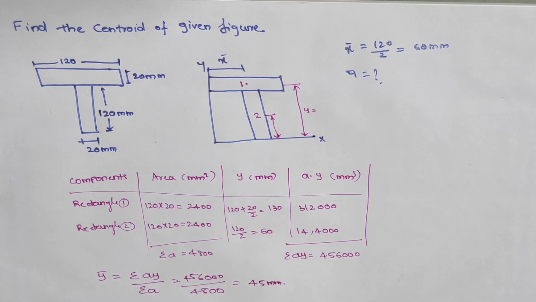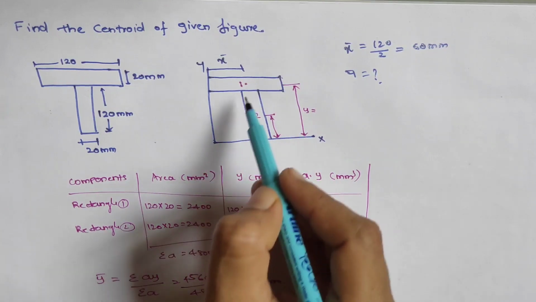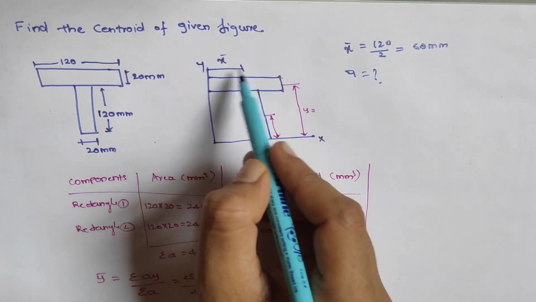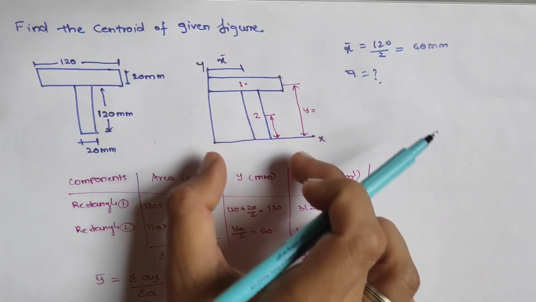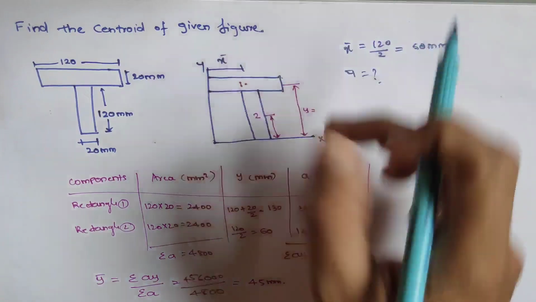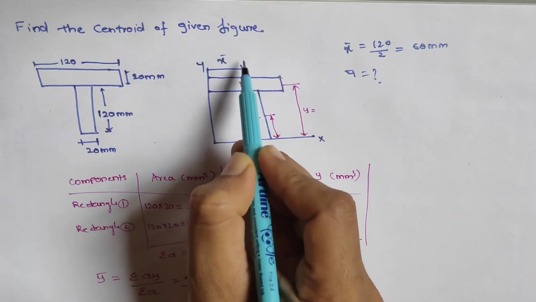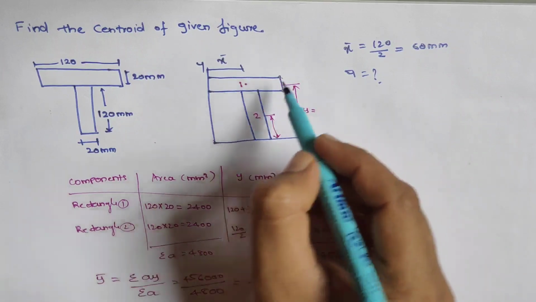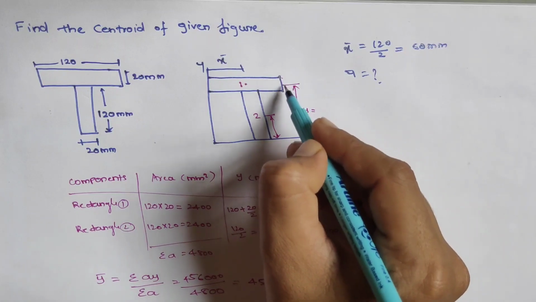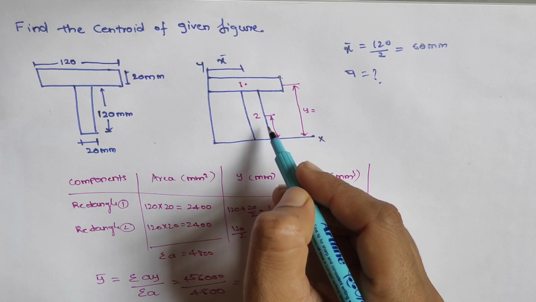Now x bar we already know, 120 divided by 2, that is 60 mm. See, if we consider it as a rectangle, the x bar value will be half of the width. The total width is 120, half of the width. If we consider this as a rectangle, but the figure is uneven, here we have only one side, so we can directly make it half. But here we have two figures, the side of this rectangle and the side of this rectangle, so we cannot predict it is half.